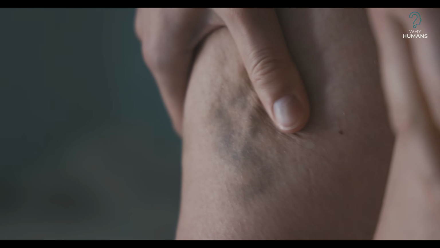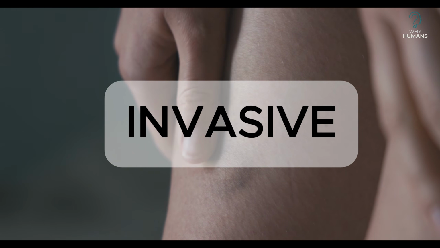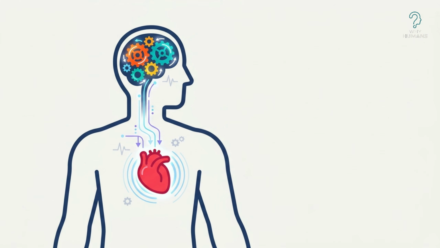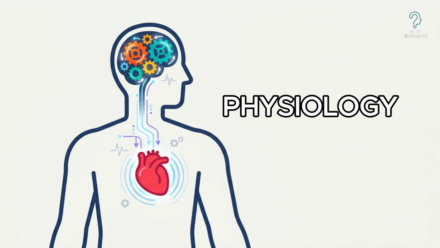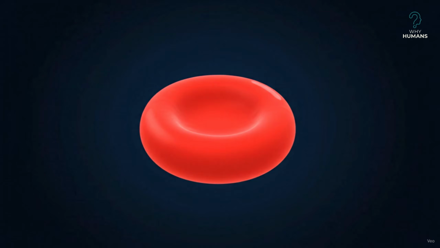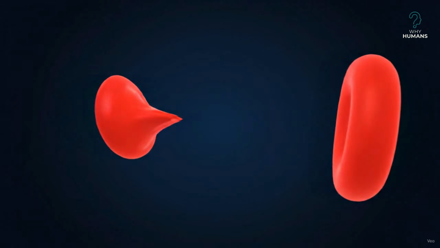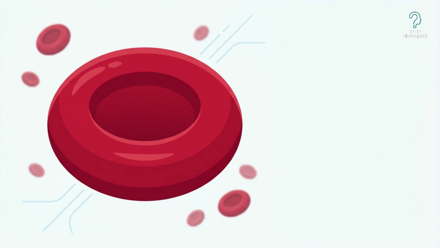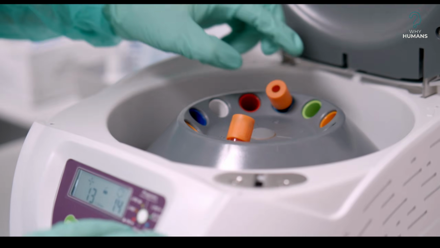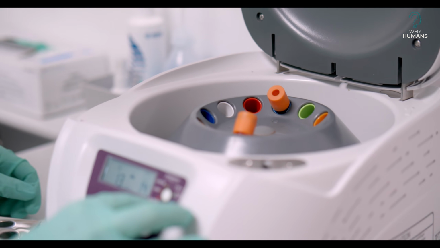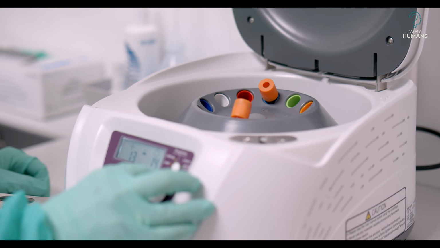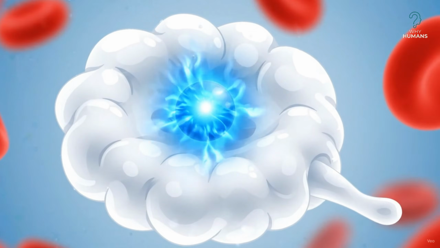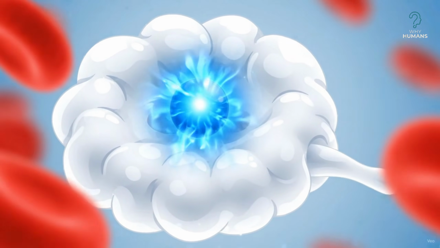Could we use blood instead? Yes, but blood collection is invasive and painful. More importantly, as you learn in physiology, the science of how living organisms function, mature red blood cells lose their nuclei as they develop. Because they have no nucleus, they contain no DNA. To run a DNA test on blood, scientists have to complete the extra difficult step of isolating the white blood cells, which are the only blood cells that still keep their nuclei.